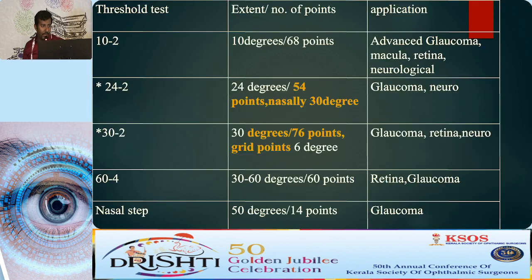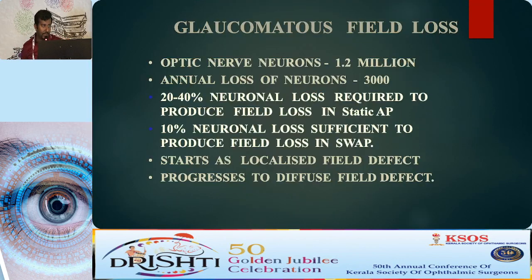So 10-2 covers the central 10 degrees and has 68 points. It covers the macula and is useful for advanced glaucoma, also retina and neurological cases. 24-2 covers the central 24 degrees except nasally, which covers 30 degrees, with 54 points. 30-2 covers all around 30 degrees, so it has more points, 76 points. And there is also a 60-4 which covers the far periphery, 30 degrees to 60 degrees. And you can also check the nasal step.